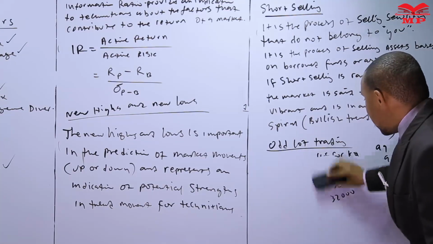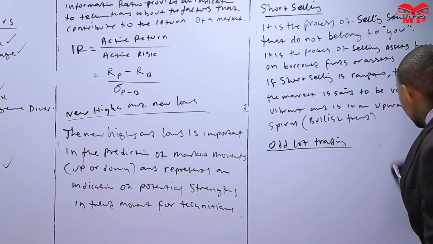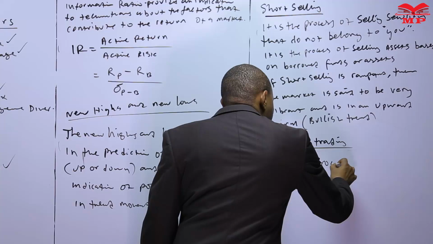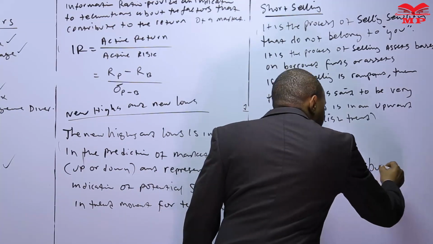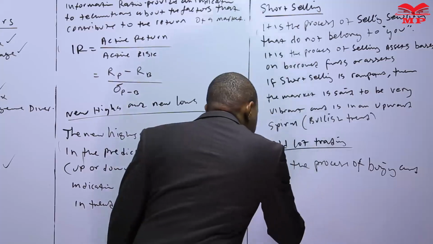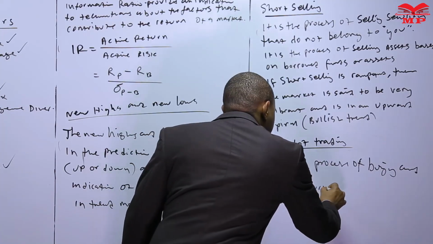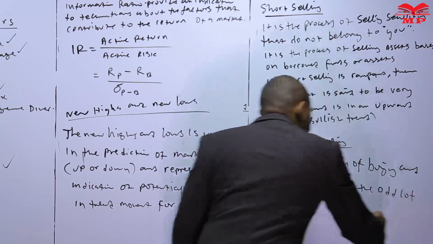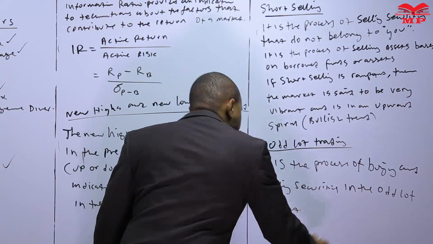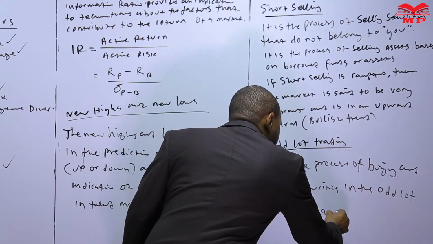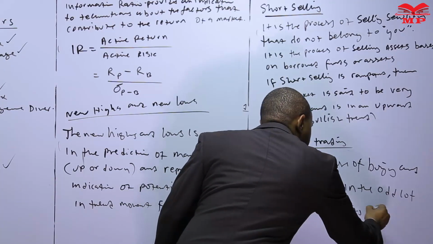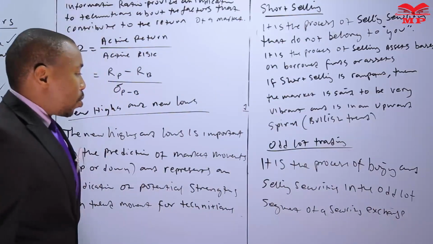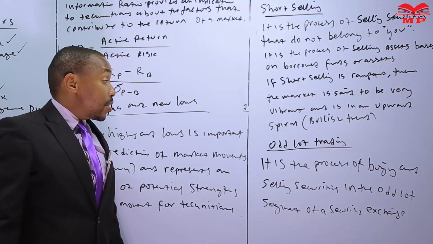So odd lot trading is the process of buying and selling securities in the odd lot segment of a securities exchange. That is what we are saying is odd lot trading.